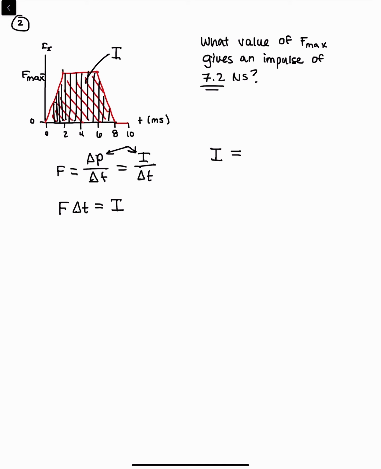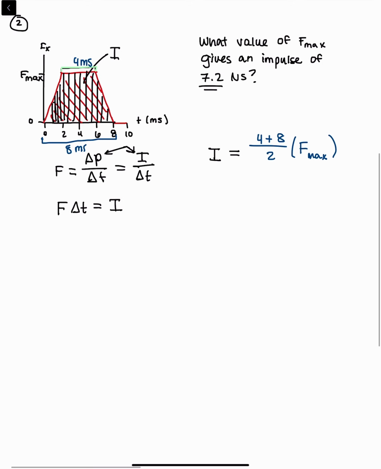So here we have, let's use a different color. Here we have 4 milliseconds, and here we have 8 milliseconds. So we can do 4 plus 8 divided by 2 times our F max. Okay.